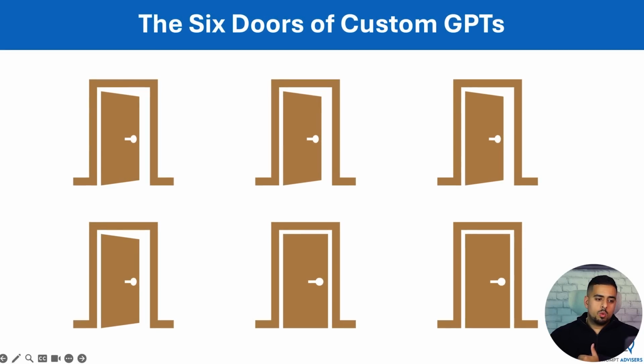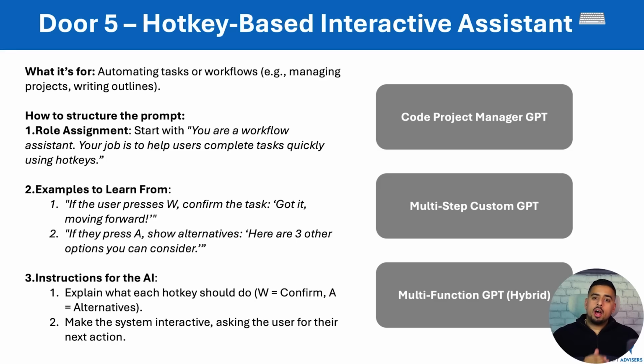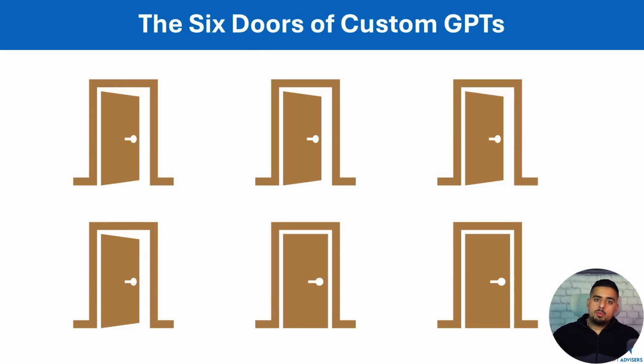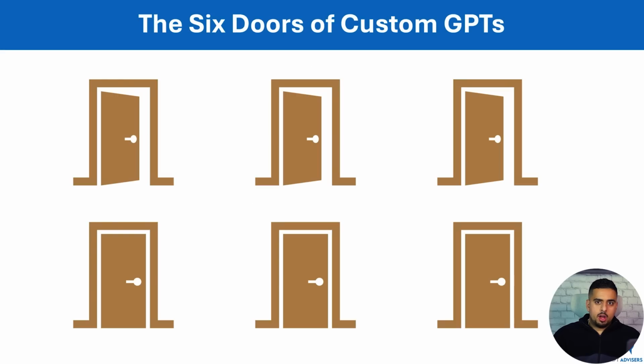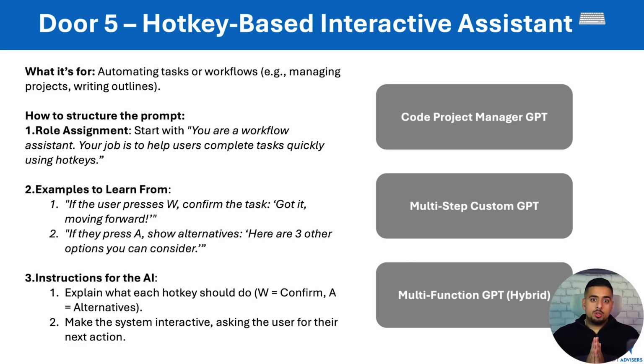Now we're approaching door number 5. This one's called Hotkey-Based Interactive Assistant, and this is not a real name, I made it up, but what it denotes is a very different way of structuring your prompts. If you remember on door number 2, we mentioned these conversation starters. But I did say you have 1 to 4, because that's the limit you can have on the front end, at least as of today. What if you have 7 different operations you want to execute? That's where this hotkey method is super helpful.